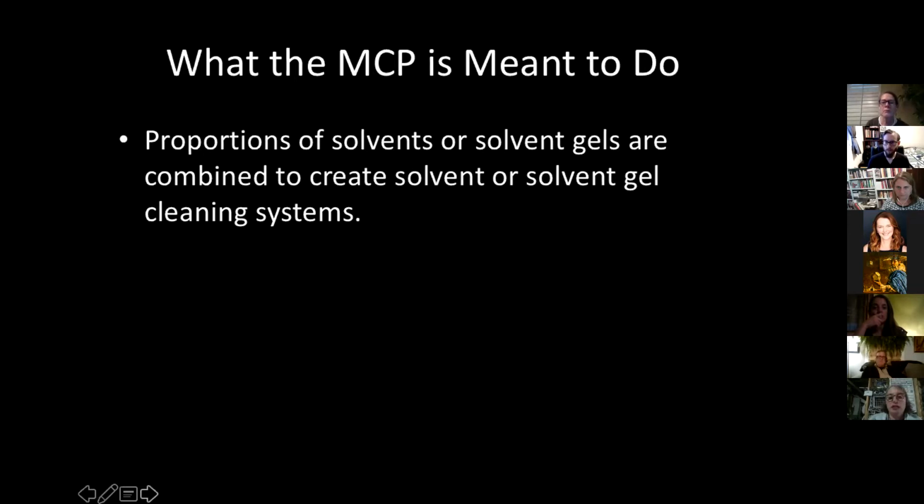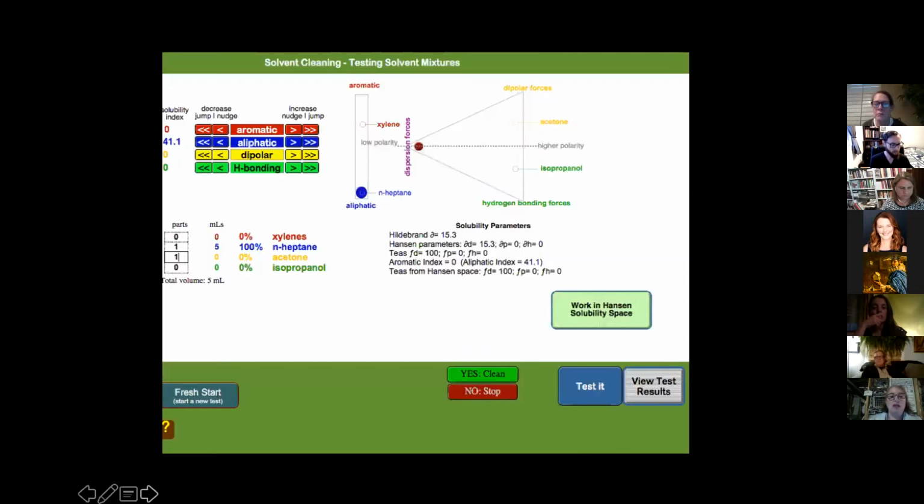So just like the aqueous, you can test solvents, and proportions of solvents or solvent gels are combined to create solvent or solvent gel cleaning systems. So here's an example of how you can vary the content of the aromatic versus aliphatic versus dipolar versus hydrogen bonding components of solvents and create a diagram of where they fall within these and track your solvent testing results as well.